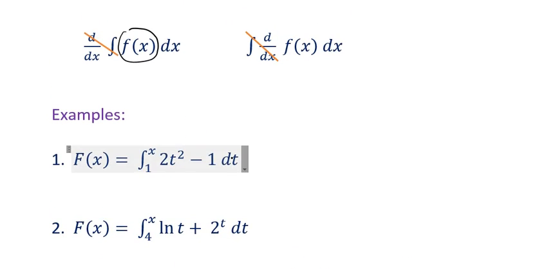Okay, so let's just start with examples 1 and 2. Here I'm going from a number to an x, just like I was describing up there. Let's take the derivative of that. So the derivative of this can also be written like d over dx, integral from 1 to x of what you're looking at.